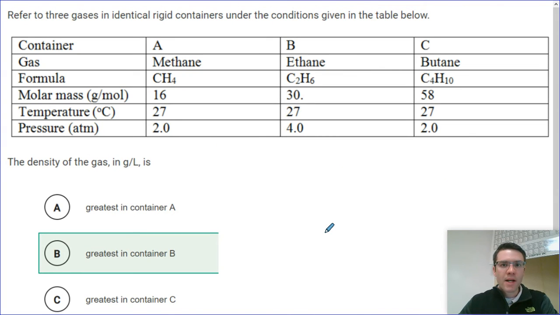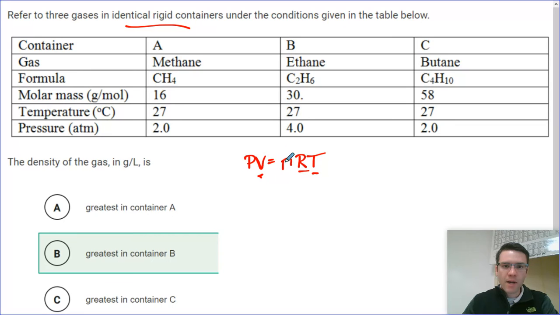Another gas one comparing A, B, and C. Which one has the greatest density? Well, let's compare these. The best way to look at this problem is to consider the ideal gas law, PV equals nRT. Well, the R is the same for all of these. Is there anything else that's the same? They're all in identical rigid containers. That means the V is the same. They're all the same temperature, so the T is the same.